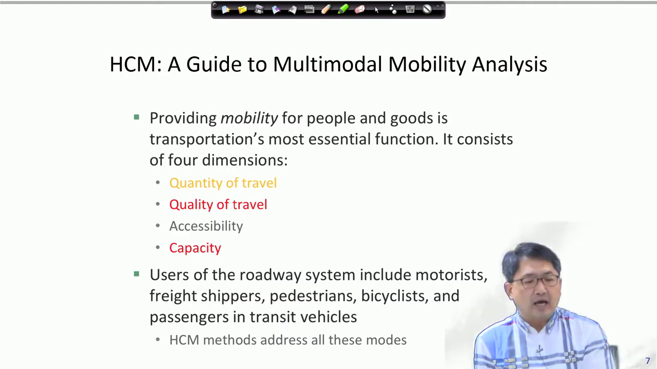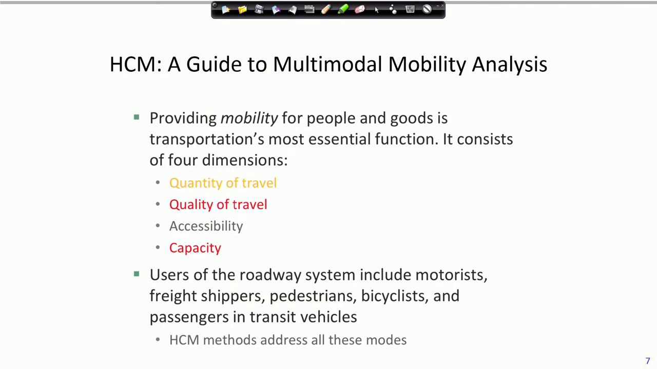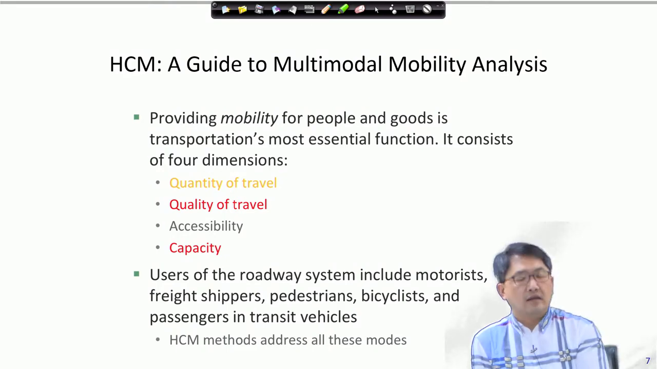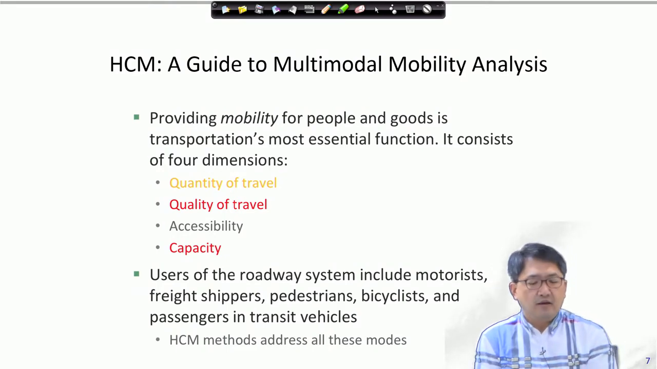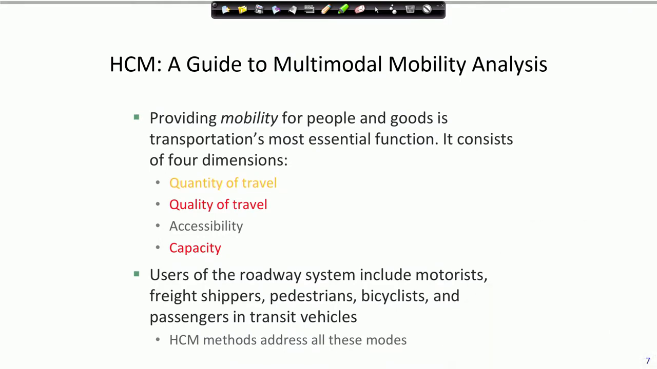analysis, the Highway Capacity Manual has four contexts of measures: quantity of travel, quality of travel, accessibility, and capacity. So these are the keys for understanding mobility. We'll talk about them in a little more detail as well. And then these have to recognize all the mode users, not only cars, but freight, pedestrians, bicyclists, and passengers in transit vehicles.